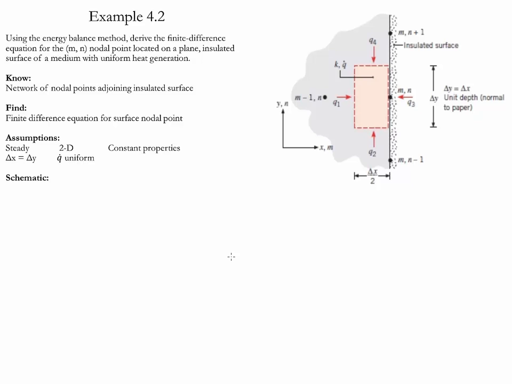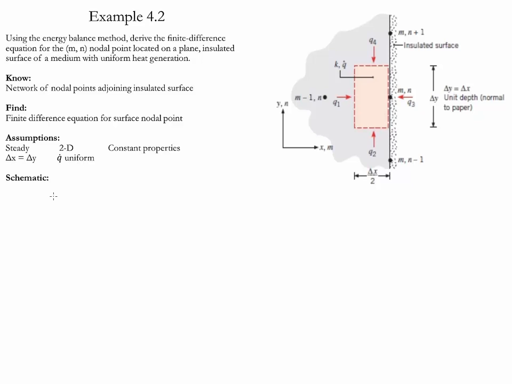We are going to assume that the value of delta x is equal to the value of delta y, and the heat generation is uniform throughout the surface. From the schematic, we can see that there are four sources of heat transfer plus the heat that is generated.